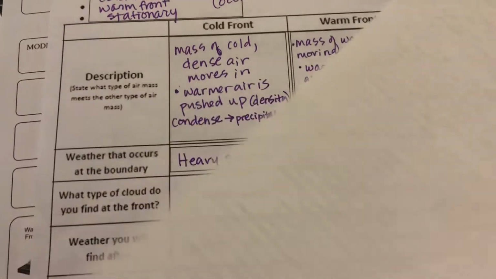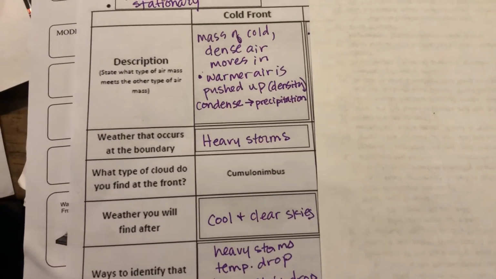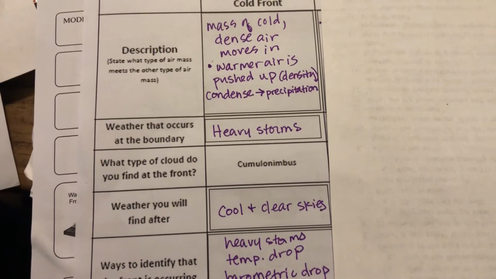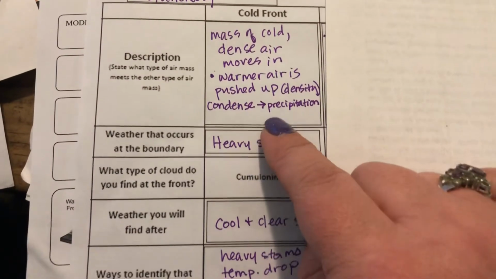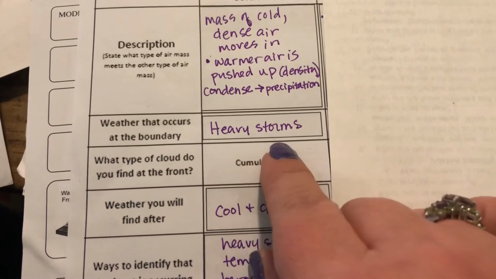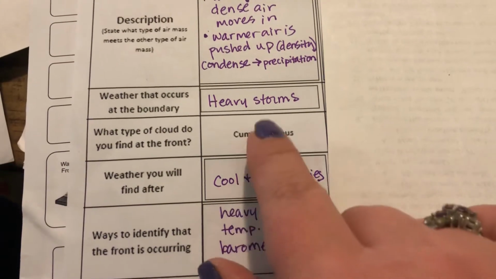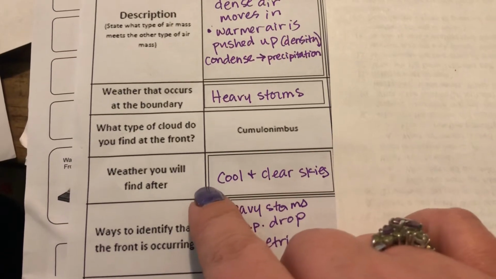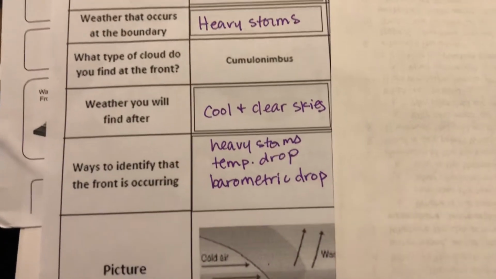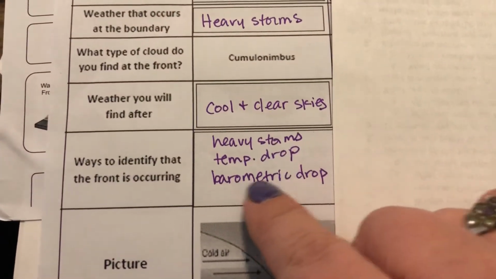All right, so for the cold front, the description is a mass of cold, dense air moves in. Warmer air is pushed up because of density. And when that condenses, there's going to be precipitation. The weather that normally occurs at cold fronts would be a lot of heavy storms. And there's your clouds that form. Those are storm clouds. And weather you will find after is cool and clear skies. Ways to identify that the front is occurring: heavy storms, a drop in temperature, and a barometric pressure drop.